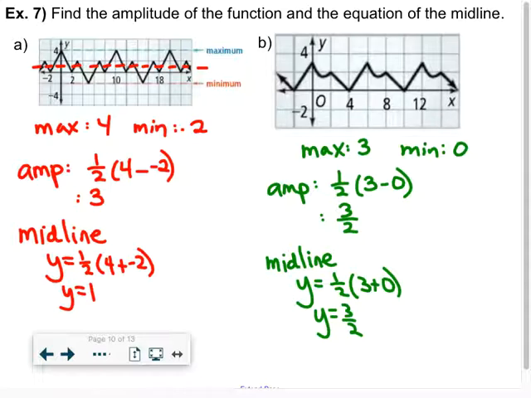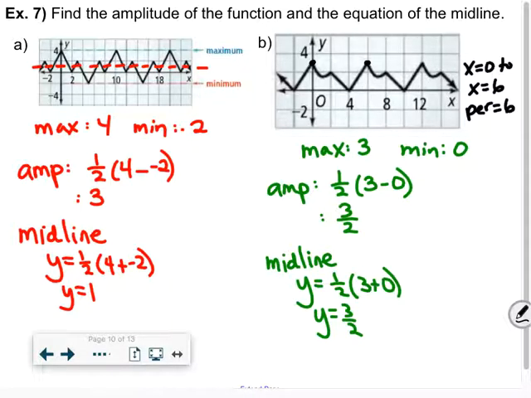Let me make sure we're getting the gist of this. Let's go back to the period lengths. So in letter B, do you see if I started up here at x is 0, it's going to repeat here. So I could start at x is 0 and go to x is 6. So the period length is 6.